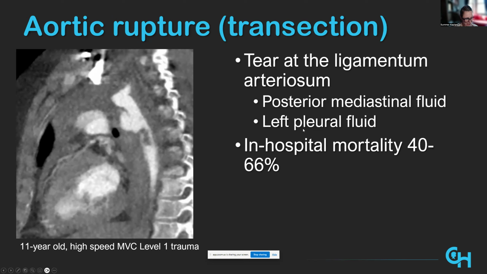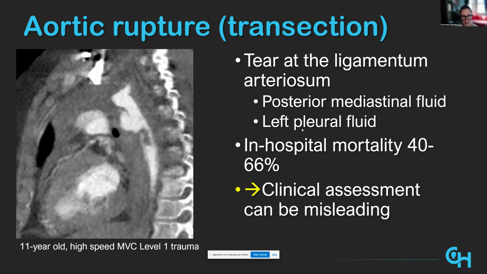These cases often don't make it to the hospital. For those who do, there's about a 40 to 66% in-hospital mortality. In 10 years, I've seen 2 of these cases reach the ER, and they're very concerning because clinically they can look well. Both cases that I saw had a GCS of 15, and the kid was talking, conversational with the clinical teams. But on imaging, we can see that this kid is severely, severely injured.